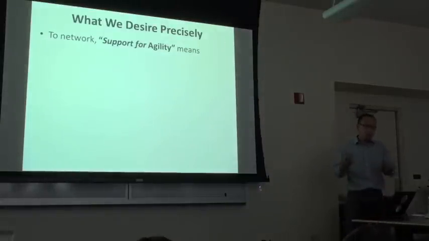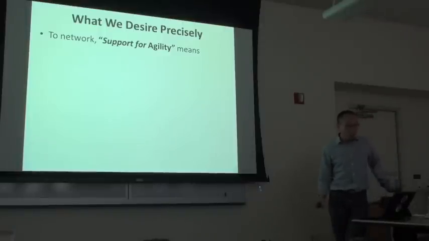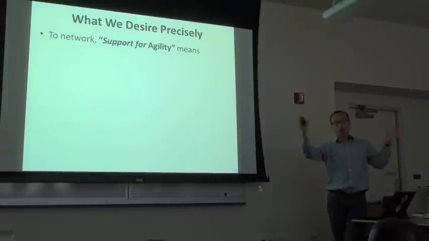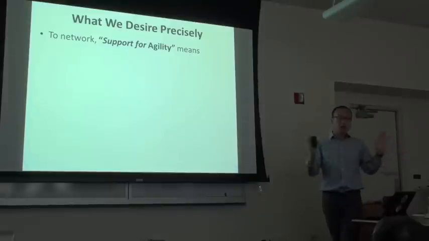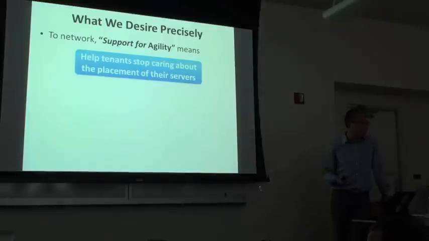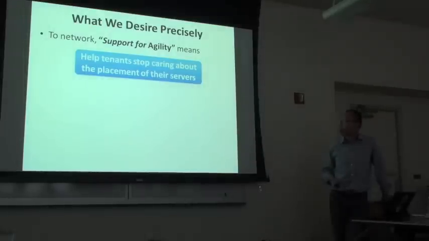So before moving into the solution space, let me articulate the goal. What do I mean by support for agility in the context of networking? Agility means that, suppose you're a tenant, your servers will be disseminated widely across a data center. In that situation, what you want is a technology that helps you stop caring about the placement of your servers. And I turn this high-level goal into three specific technical requirements.